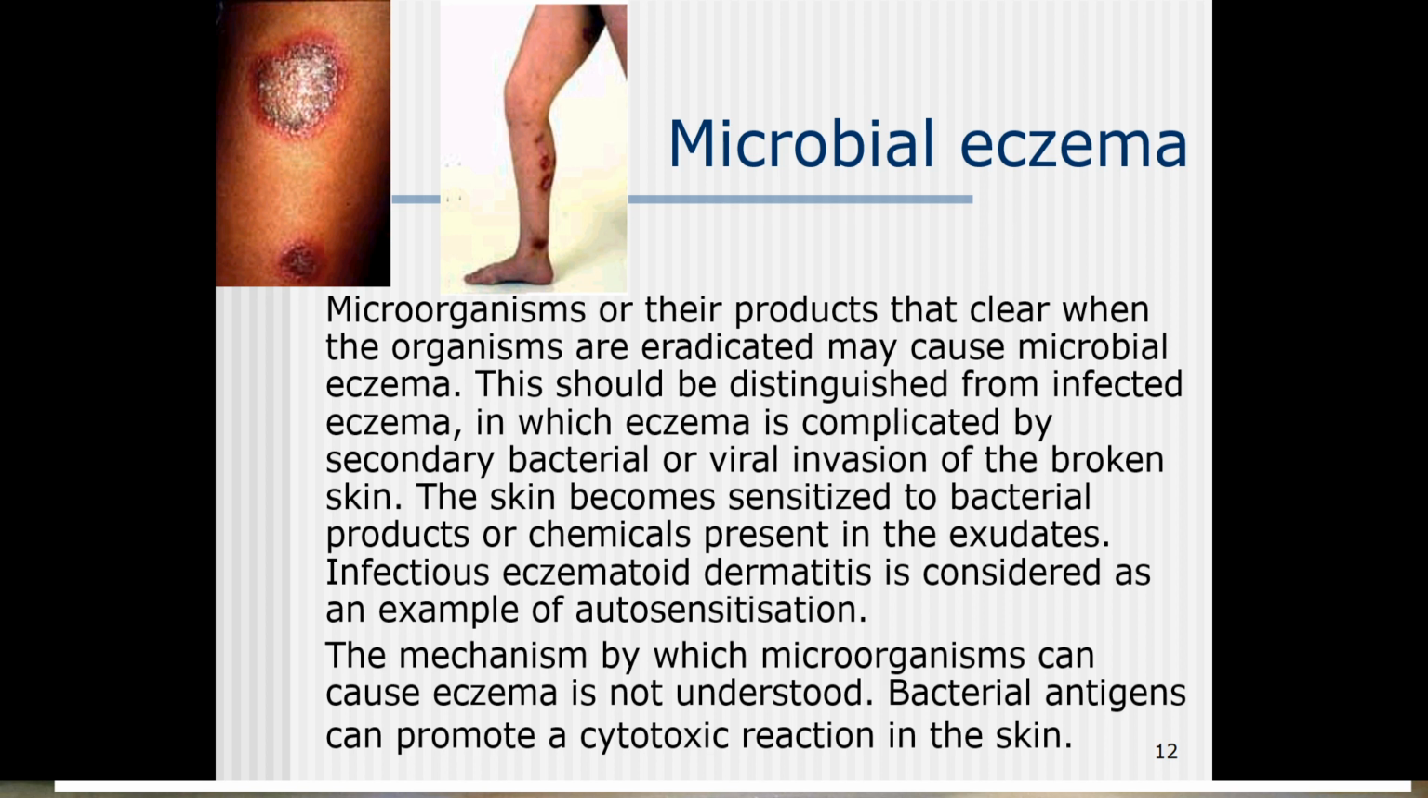Microorganisms or their products that clear when the organism is eradicated may cause microbial eczema. This should be distinguished from infected eczema, in which eczema is complicated by secondary bacterial or viral infection of the broken skin. The skin becomes sensitive to bacterial products or chemicals present in the exudate. Infectious eczematous dermatitis is considered as an example of autosensitization. The mechanism by which microorganisms can cause eczema is not understood. Bacterial antigens can promote a cytotoxic reaction in the skin.